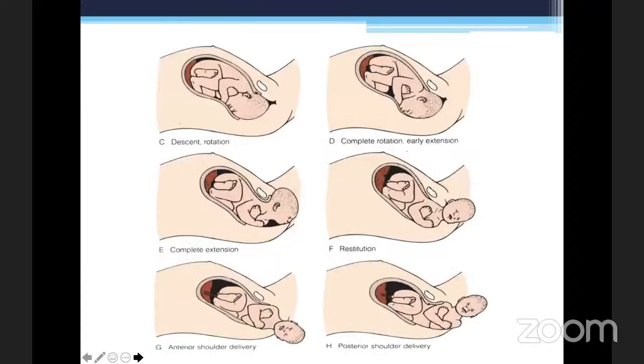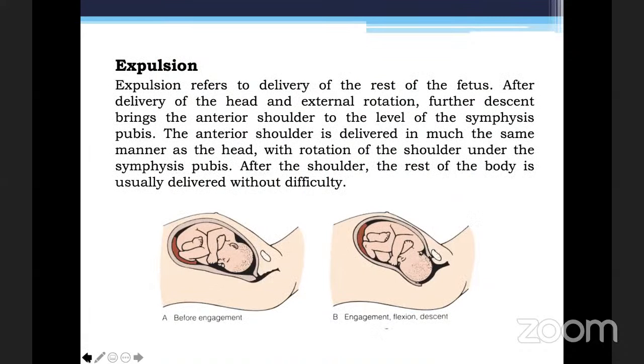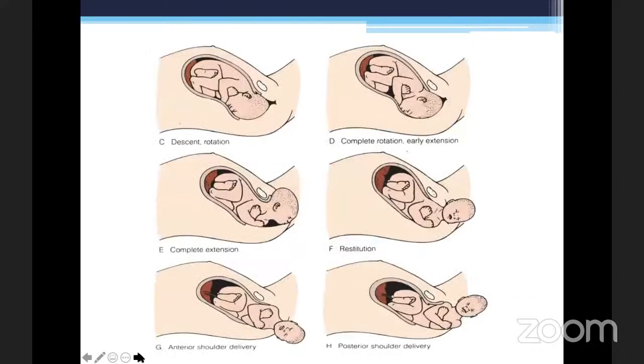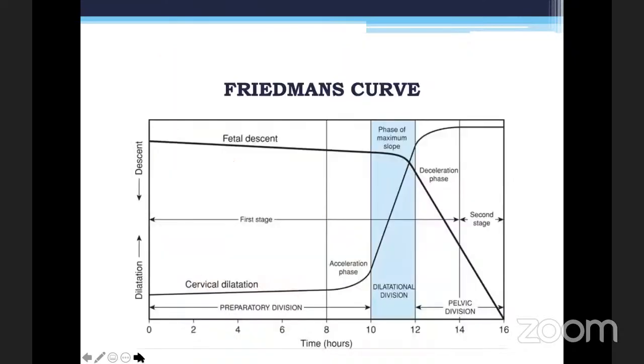So as you can see in the picture, the first one is before engagement, and the next picture, B, shows the engagement at zero station and flexion with descent. The third picture shows the descent and rotation as the baby is rotating, and D is complete rotation and early extension. Picture E shows the complete extension of the head, and F shows restitution. The head is mostly delivered. And the last is anterior shoulder delivery, and then the posterior shoulder delivery, which will lead to expulsion of the baby.